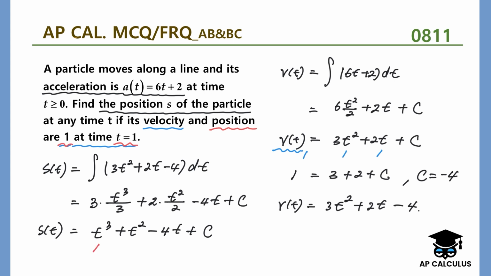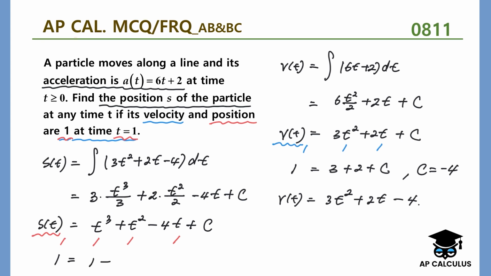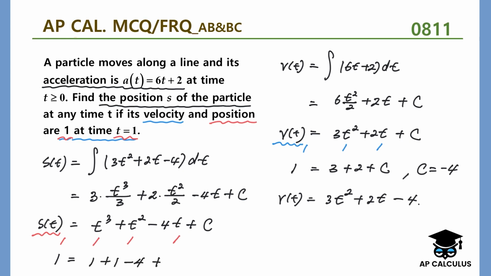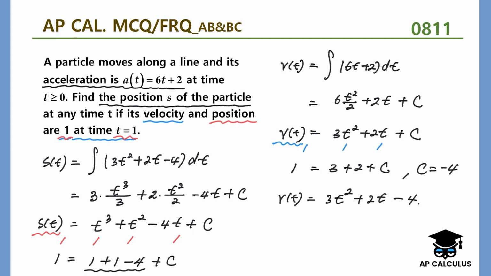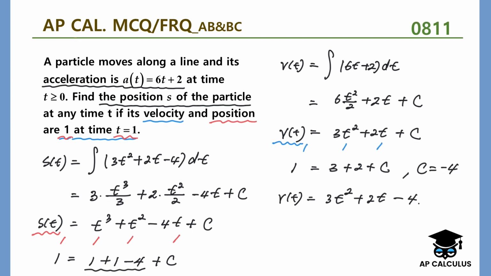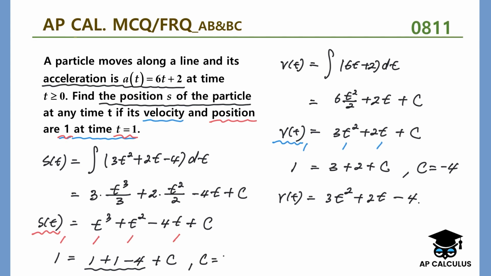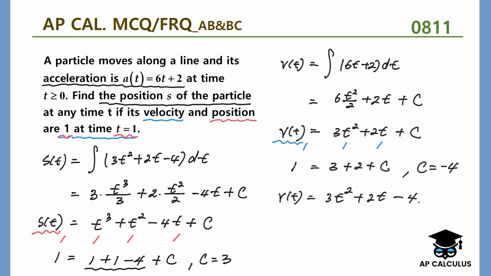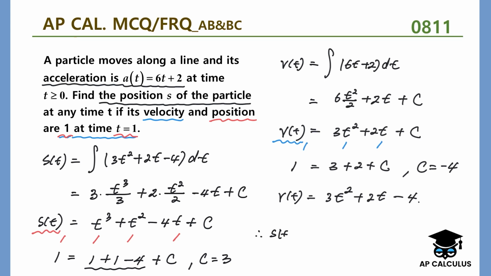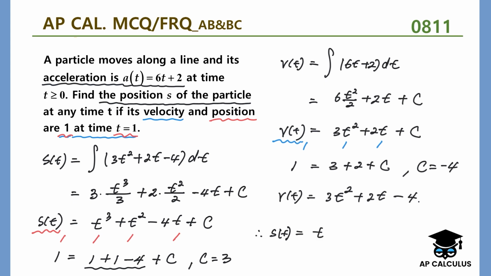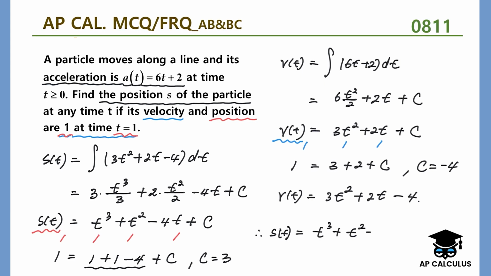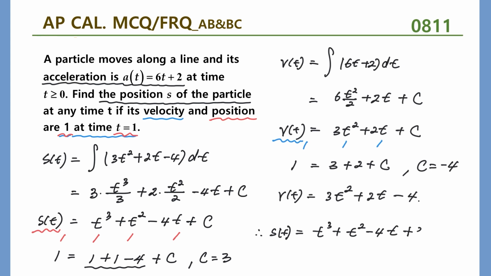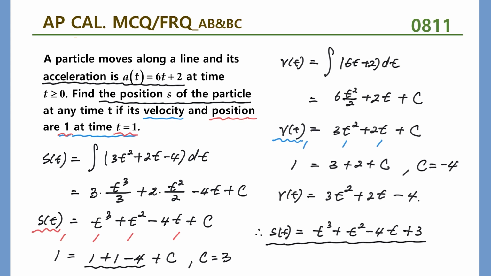And when t is equal to 1, our position is also equal to 1, right? So when t is equal to 1, our position is equal to 1. So 1 is equal to 1 plus 1 minus 4 plus c, right? This is negative 2. So negative 2, if we add to each side, 1 plus 2, that's a 3. So our c is equal to 3, right? So our position s of t is equal to t cubed plus t squared minus 4t plus 3. This is our answer, right?